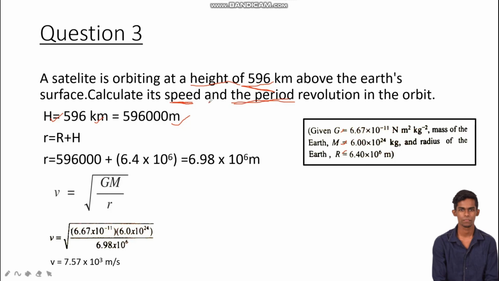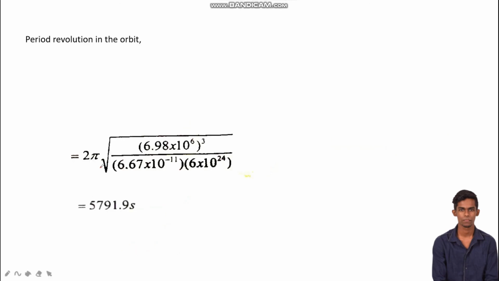So, first write down the formula for speed, v equals square root of GM over r. We have the value of G and the value of M. So, how to find the value of r? It's simple. Just add the satellite altitude to the radius of the Earth, where r equals 596,000 plus 6.4 times 10 power of 6, which equals 6.98 times 10 power of 6 meters. So simply substitute, and you will get the velocity of the satellite, which is 7.57 times 10 power of 3 meters per second.